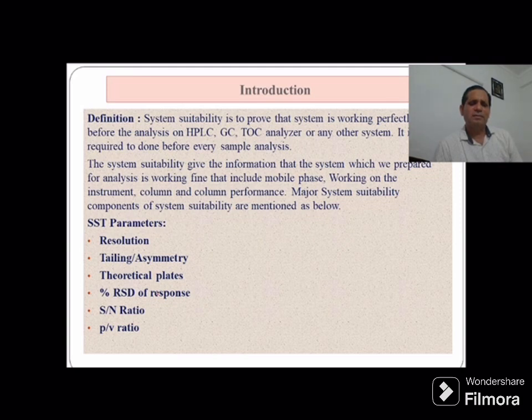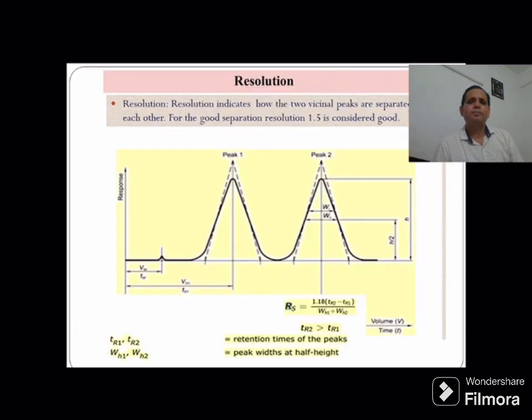We can check the percentage RSD by injecting the standard and determining the percentage RSD of the area. For signal to noise ratio, we inject the diluted standard to check the sensitivity of the system, whether the system is enough to measure small peaks or not. Peak to valley ratio is an alternative to the resolution: when peaks are not separated from each other, at that time we can check the peak to valley ratio.